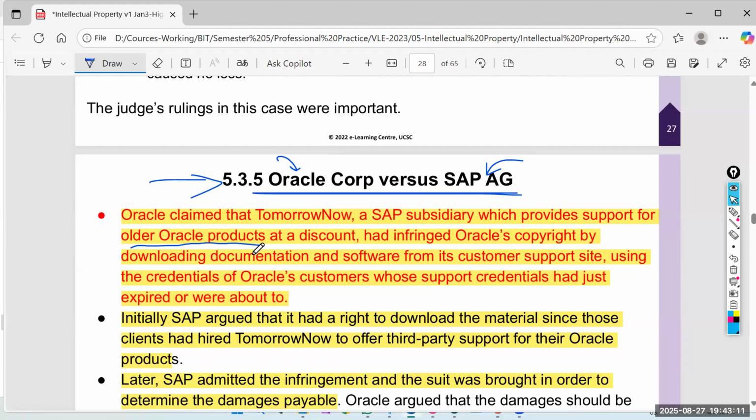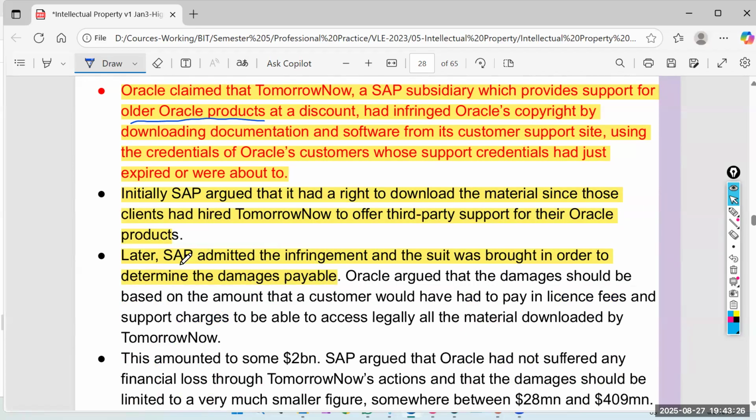Then Oracle filed a case against that, saying that these are our copyrighted materials and these guys are providing support for our software. As the case proceeded, at the end SAP admitted that they had done infringement, and they had to pay compensation to Oracle. They had to accept that it was copyright infringement, because it was clearly a violation of copyrights.